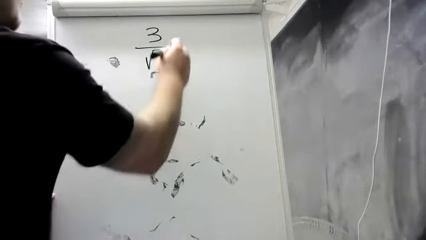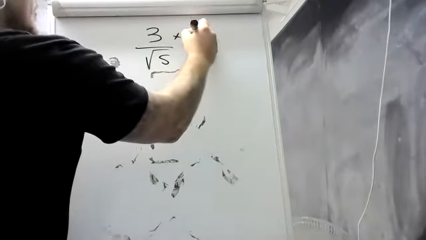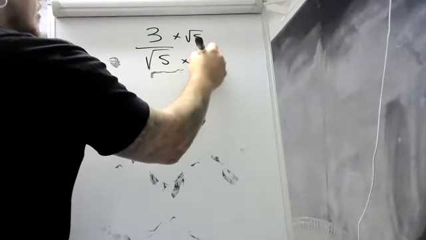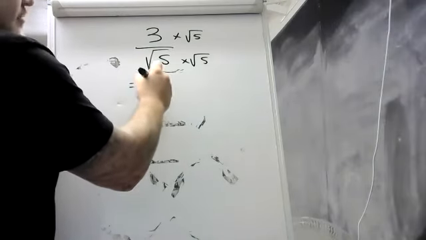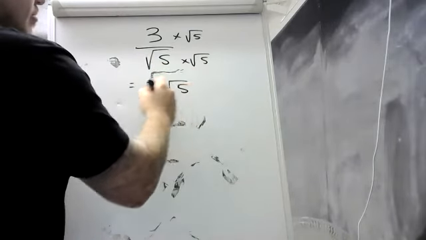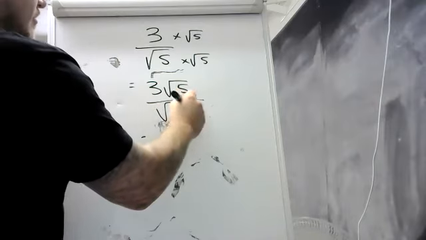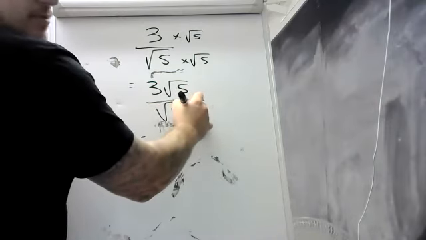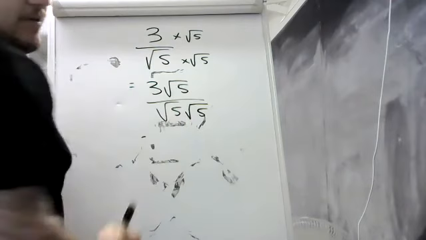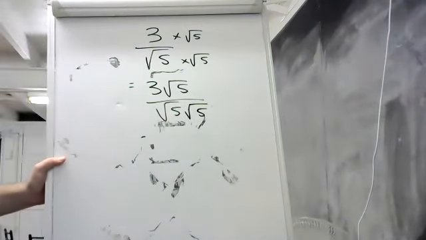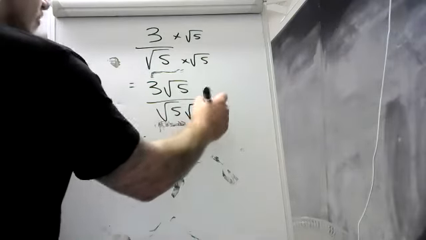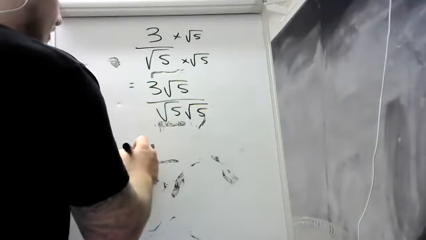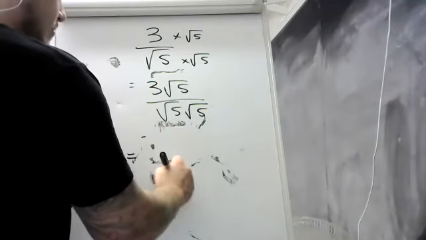So we times top and bottom by square root of 5, which gives us 3 square root of 5 over square root of 5 times square root of 5. We remember back to our surds and multiplication rules. Square root of 5 times square root of 5 gives us square root of 25.